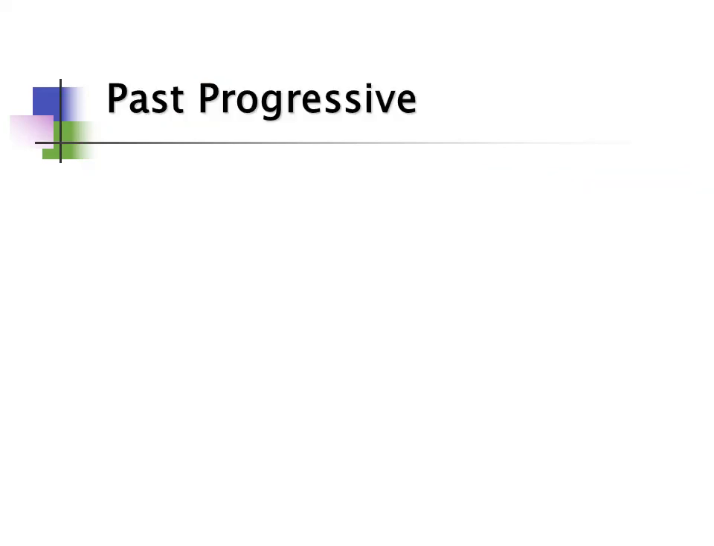Now that we've talked about the form of the past progressive, I'd like to talk about the meaning of the past progressive and what it means in certain situations. There are 4 different uses of the past progressive. We use it to describe a duration in the past. This is an action that was in progress in the past.